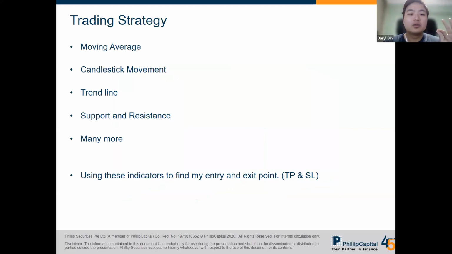Okay, so for a start, definitely with a trading strategy. So what kind of indicators do I want to use? There are so many indicators out there. If you were to Google technical analysis or indicators, there will be over 100 indicators appearing on your screen. Some of the few indicators are moving average, candlestick movement, trend lines, support and resistance, and many, many more. These are the common few ones.